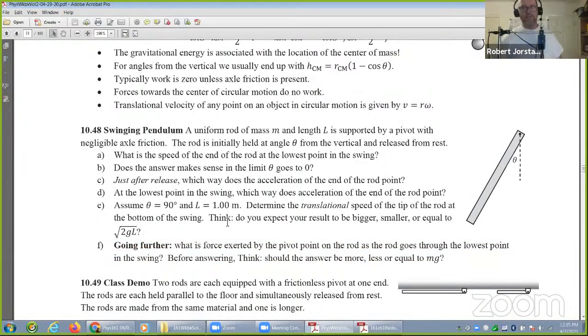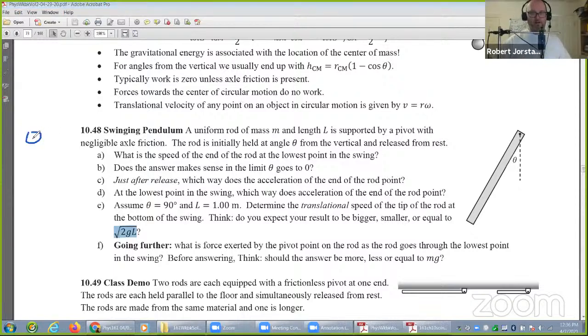Let's ask about this one. Let's say we have to figure out the translational speed of the tip of the rod at the bottom of the swing. Do you think it should be bigger, smaller, or equal to square root of 2Lg? Now, let me explain where that number comes from.